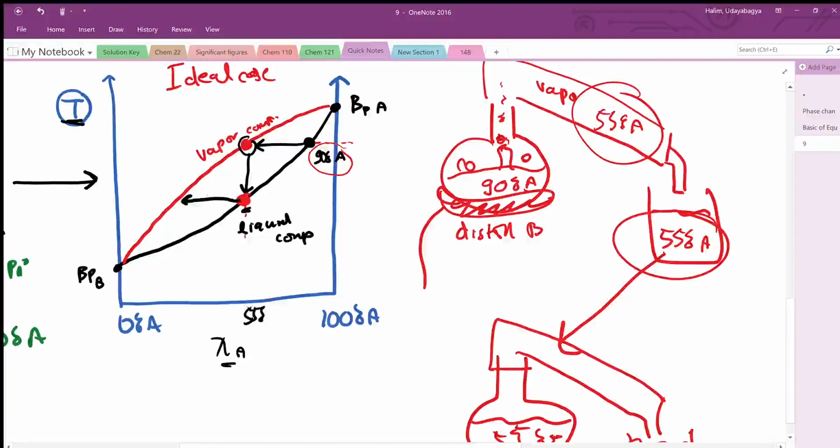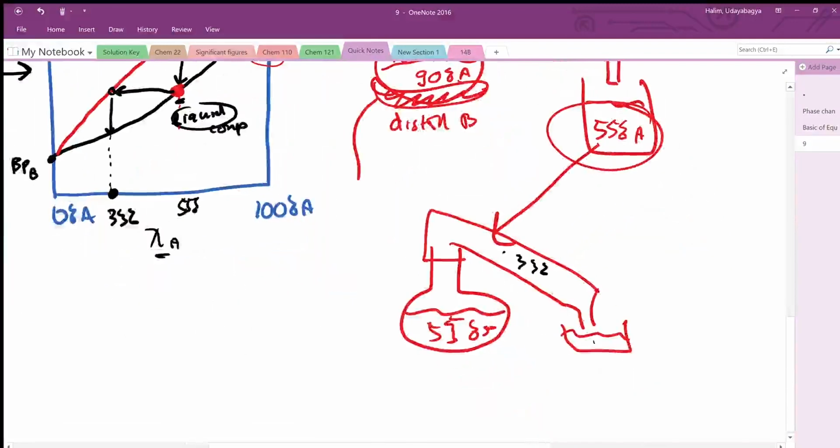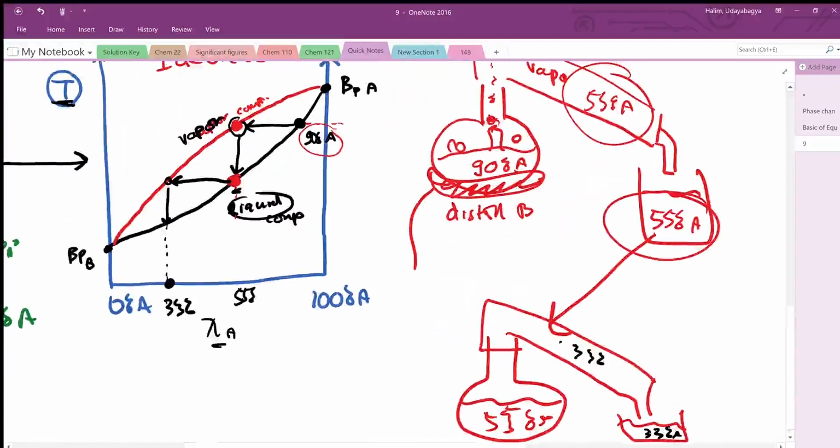So I'm going to convert it from liquid into gas. So this is the vapor composition. So that's the vapor line. Okay. And now if I were to convert it to gas, my gas composition is going to be somewhere here. What is this? About 33%. And as I condense it back, my new solution would be 33%. So now the liquid that I distilled will be 33% A. And I can keep going.